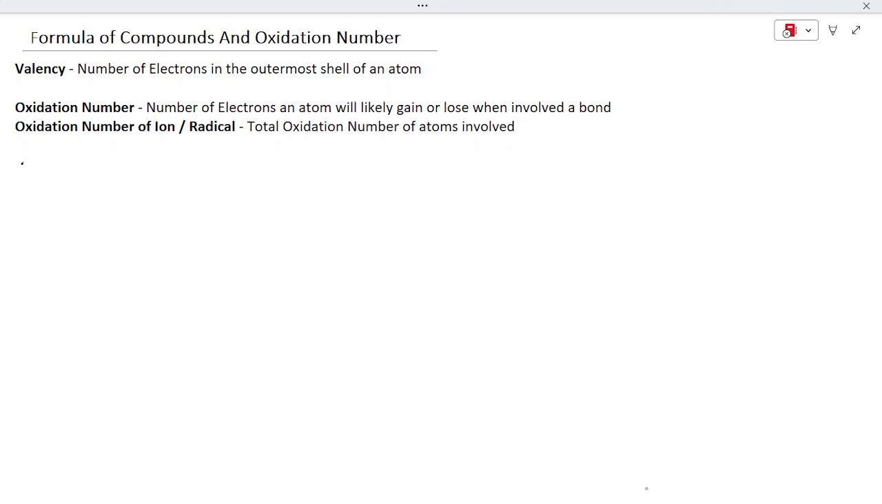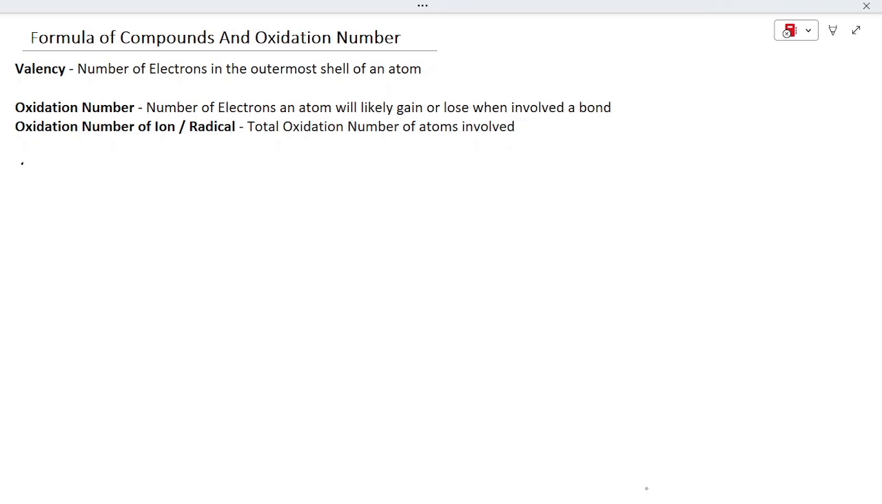Now we know the oxidation numbers, how do we get the formula of the compounds? The first thing is, once you have the elements and radicals involved, and you know the oxidation number, then you are halfway there. In fact, I will say you are more than halfway. You'll be about 90% there, because the other thing that's remaining is simply just swapping.